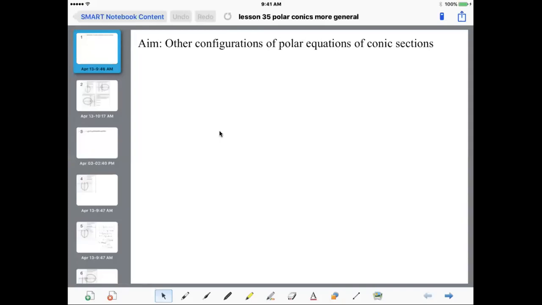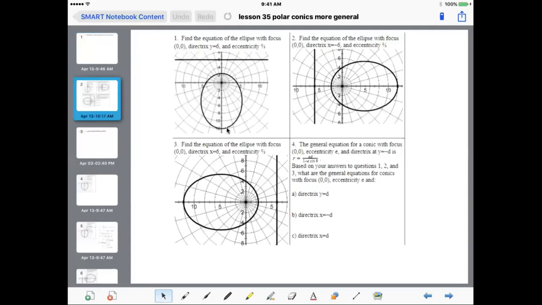So you can see that the aim is other configurations of polar equations of conic sections. What I'm getting at here is that there are other configurations. For instance, we could have the directrix above, still horizontal, but above the x-axis. We could have the directrix being vertical and to the left of the y-axis, and we could have the directrix being vertical and to the right of the y-axis. And I'm going to see if you can take what we did yesterday.